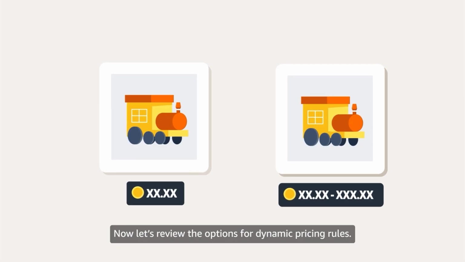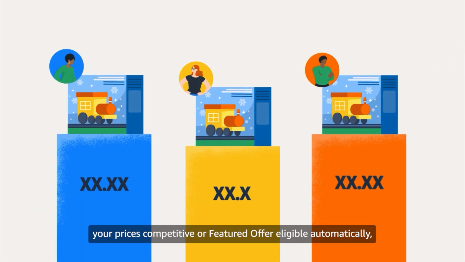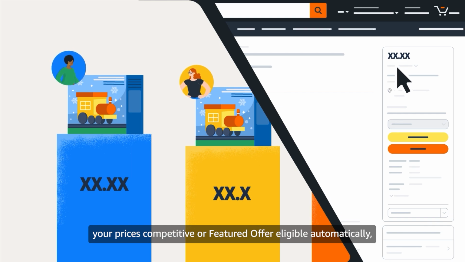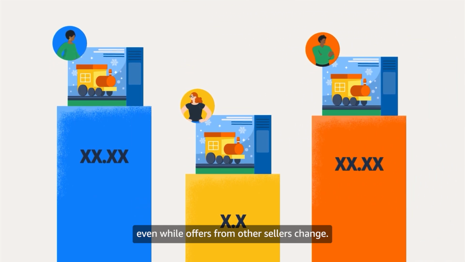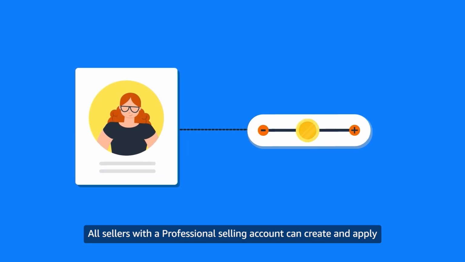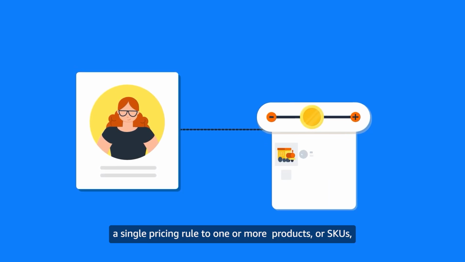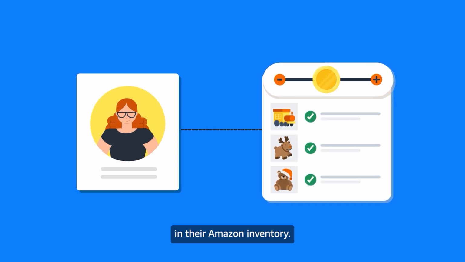Now let's review the options for dynamic pricing rules. These are good options if you want to keep your prices competitive or featured offer eligible automatically, even while offers from other sellers change. All sellers with a professional selling account can create and apply a single pricing rule to one or more products or SKUs in their Amazon inventory.